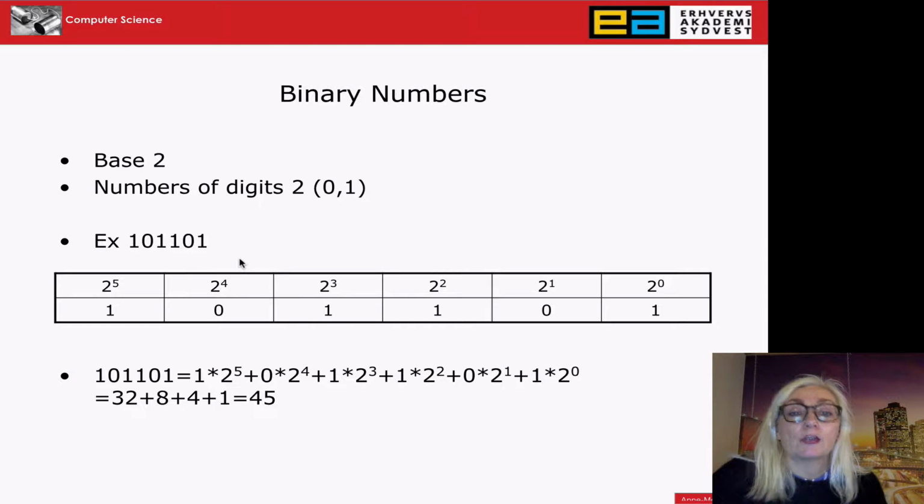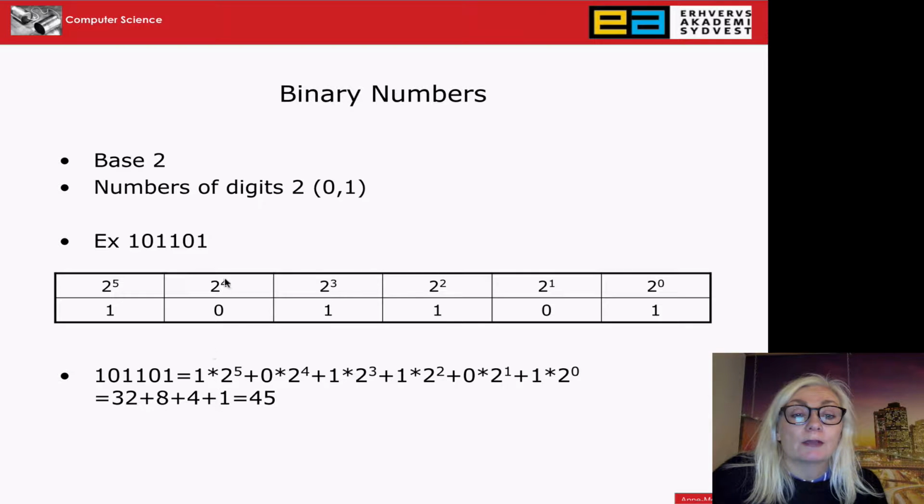So here, for instance, we have a binary number, 101101. To calculate that into normal decimal numbers, we just do what we do without thinking about it in the decimal numbering system. We take that this is 1 multiplied with 2 in the power of 5, 0 multiplied with 2 in the power of 4, 1 multiplied with 2 in the power of 3, 1 multiplied with 2 in the power of 2, 0 multiplied with 2 in the power of 1, and 1 multiplied with 2 in the power of 0.